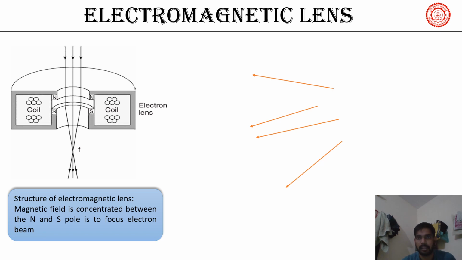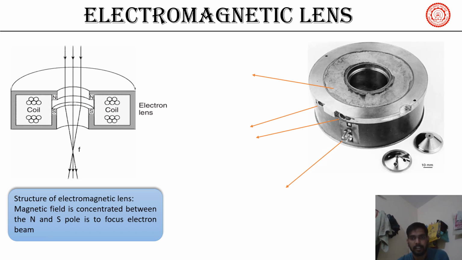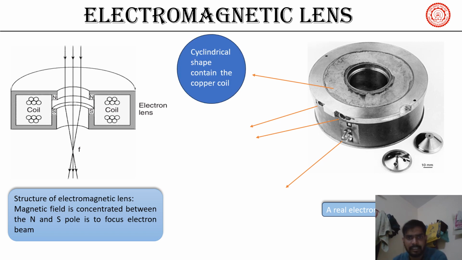Now, how does the electromagnetic lens look in the real world in our transmission electron microscopy system? This is the picture of the real electromagnetic lens. Many components are indicated here. The first is this cylindrical shape containing the copper coil. This copper coil is responsible for the generation of the magnetic field, which controls the direction and the shape of the electron beams.